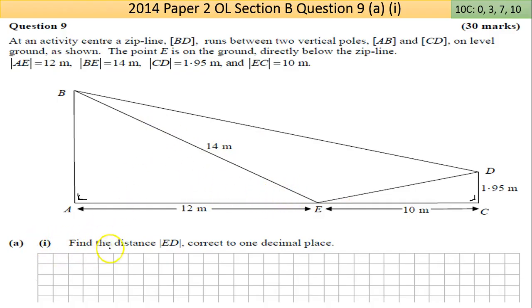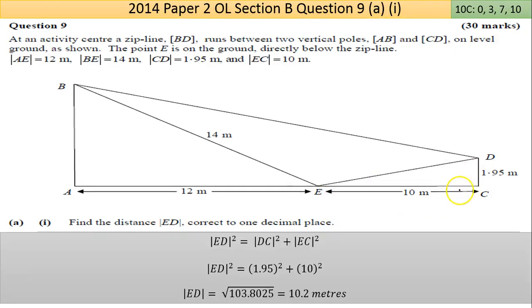So, part A, part 1, find the distance ED. So, this distance here, correct to one decimal place. So I said already, it'll be Pythagoras, because that's the right angle. So let's focus in on the answer here. ED squared, that's the hypotenuse squared, equals the sum of the squares of the other two sides. I'm given the other two sides, 1.95 and 10, so it doesn't matter which I put them in. The way I have it labelled, 1.95 is DC and 10 is EC.